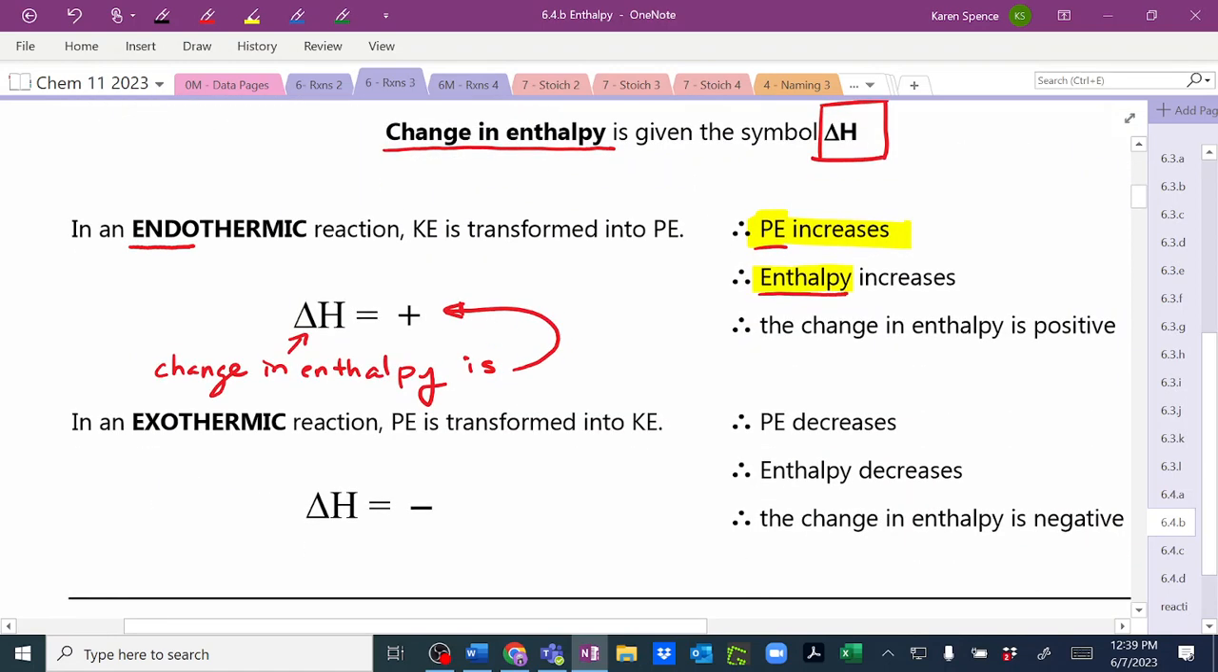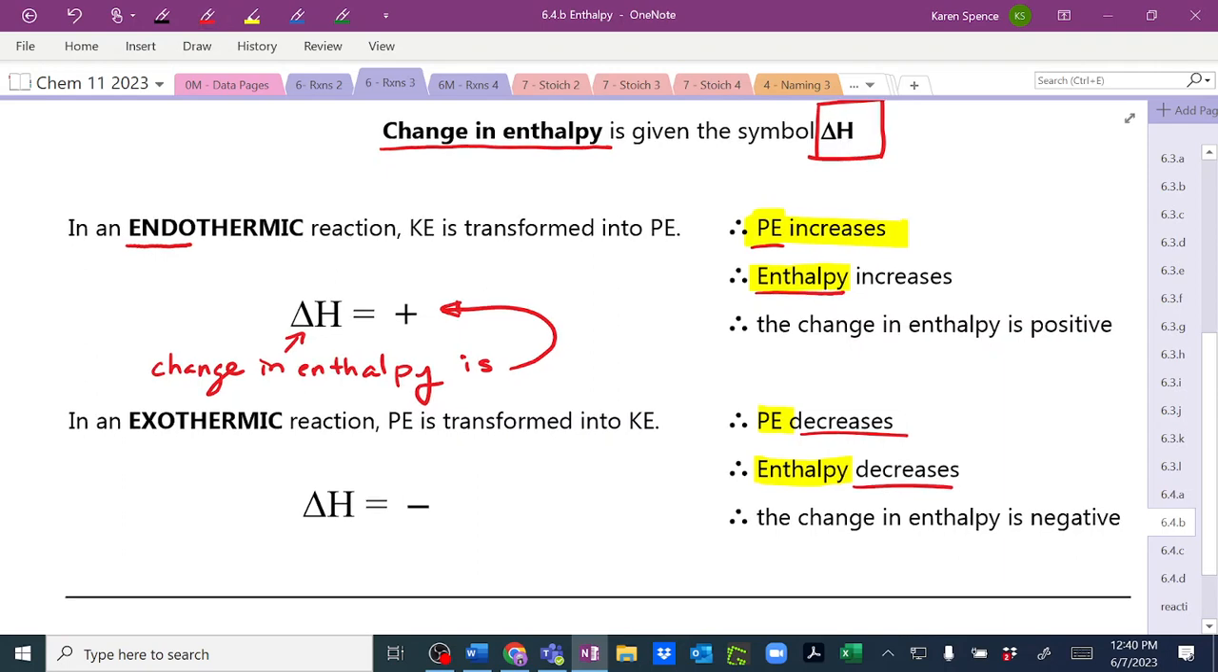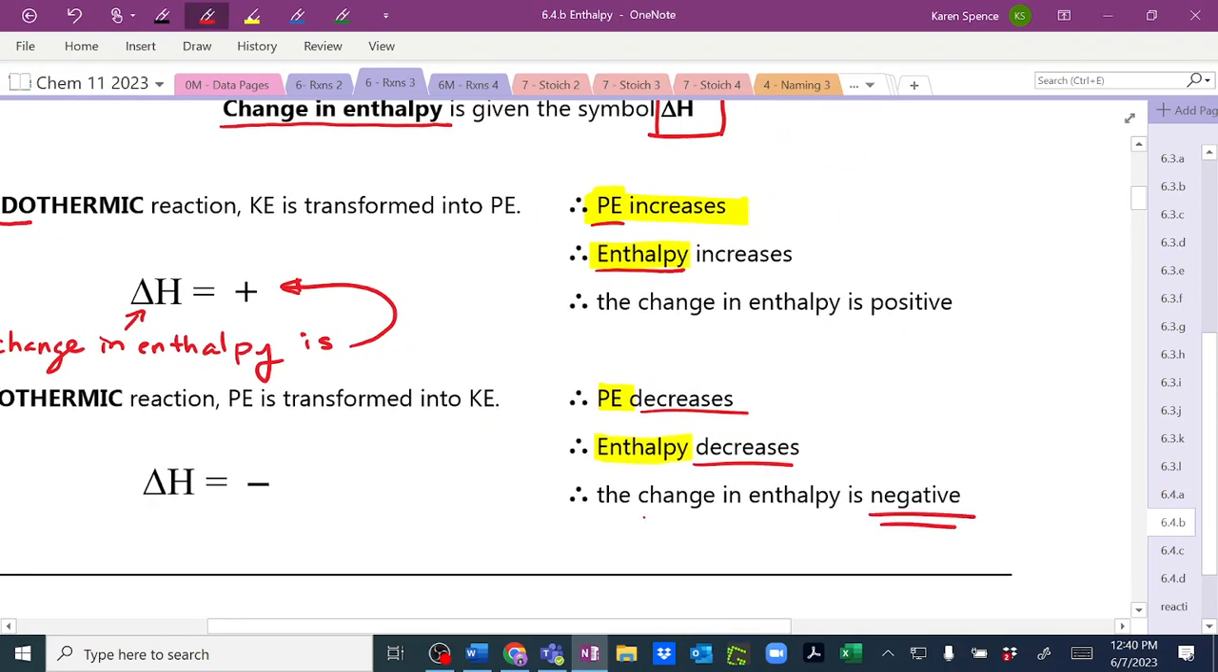In an exothermic reaction, we're taking some potential energy and transforming it into kinetic energy. Therefore, our potential energy decreases. And since enthalpy is potential energy, the enthalpy decreases. And if something is decreasing, is its change positive or negative? Negative, okay? Since it's decreasing, the change is negative. So the delta H is negative.